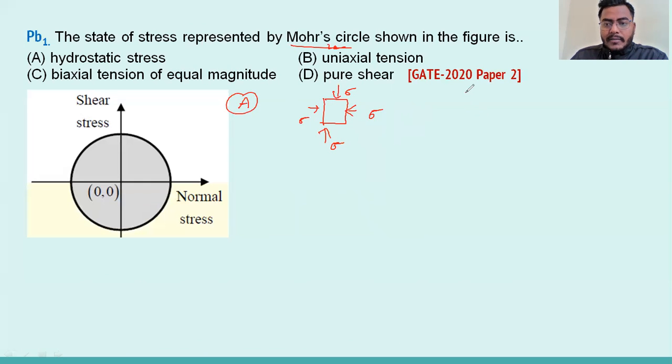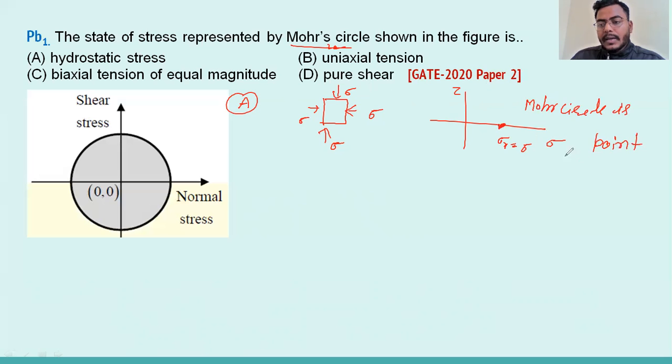So let's draw the Mohr circle for this case. This is the tau, this is the sigma. So sigma x is here, somewhere here. Sigma y is also somewhere here. So you can see sigma x and sigma y coincide. So in this case, the Mohr circle is a point at a distance sigma from the origin. So according to this figure, option A is not correct.